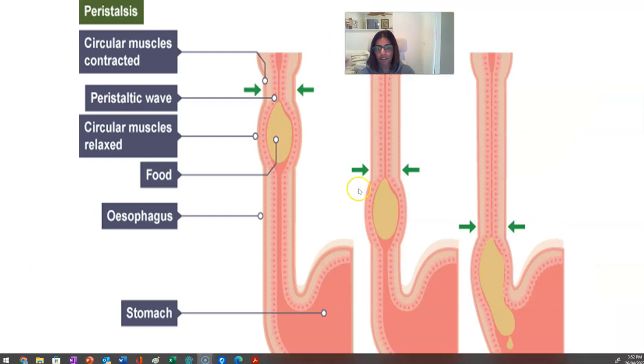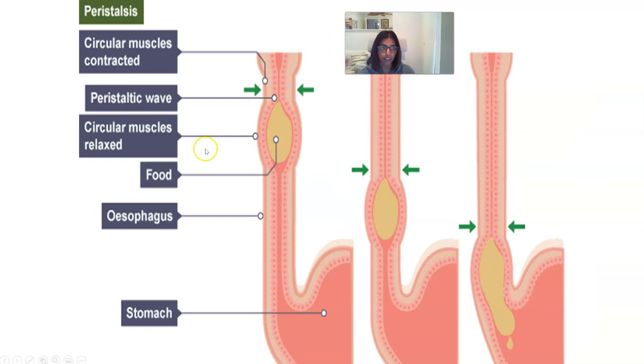So in this diagram here, we can see that quite clearly. This is describing the peristaltic wave of food as it's being swallowed down the esophagus. So here we have the food bolus. We have contraction of circular muscles behind the food and relaxation in front. So as that food gets pushed down the esophagus, we then have a wave of contraction behind and relaxation in front, and so on until that food is into the stomach bag.